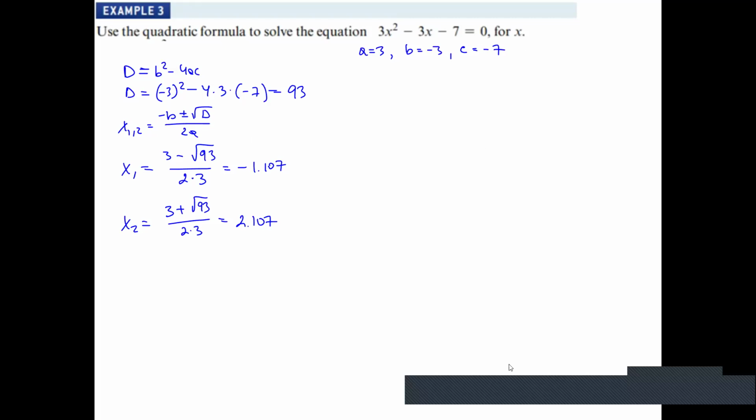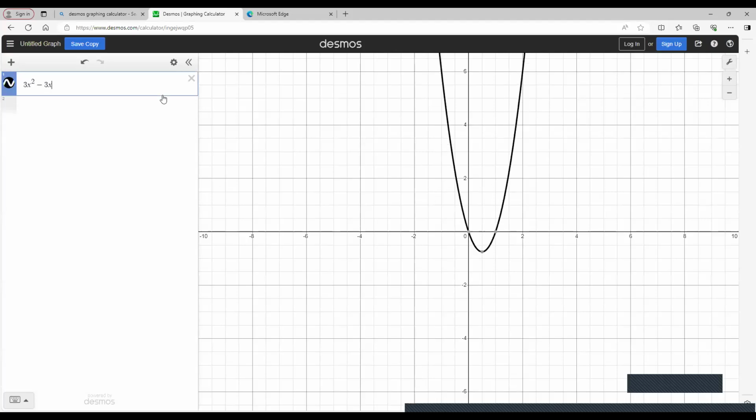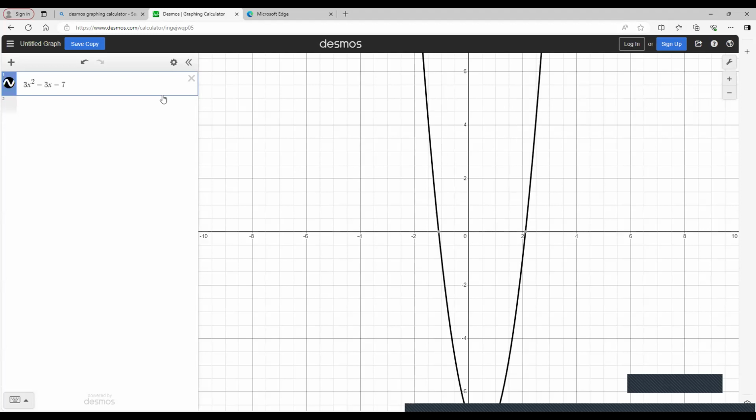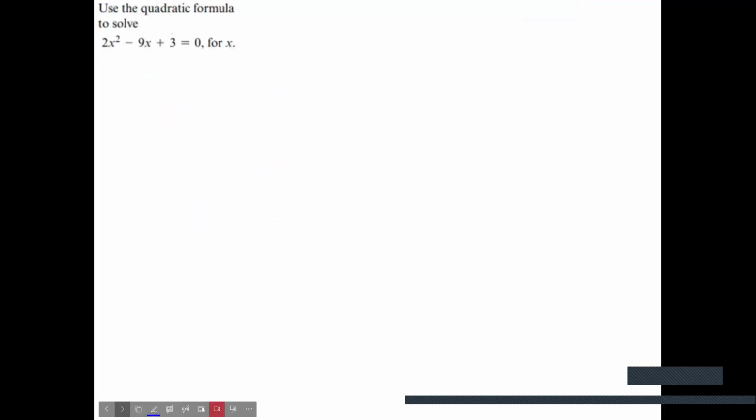Okay, I think we had this equation before. So 3x squared minus 3x minus 7, and the roots are minus 1.107 and 2.107. Good? Very nice. Okay, try this one, Terry.